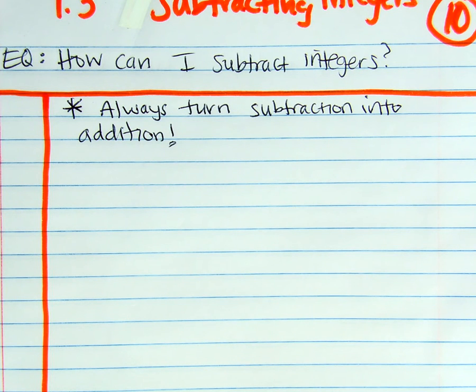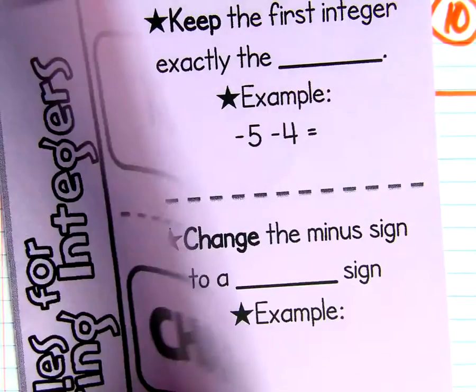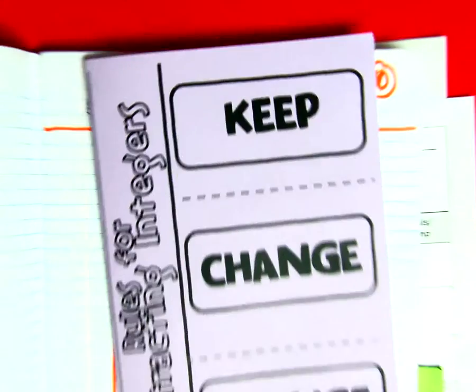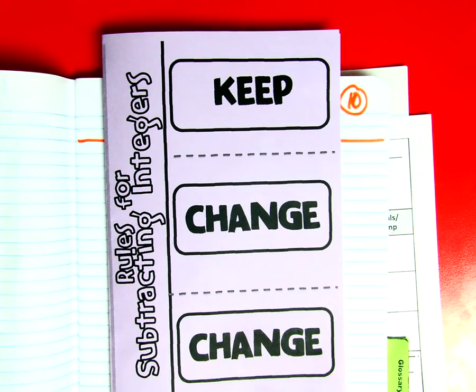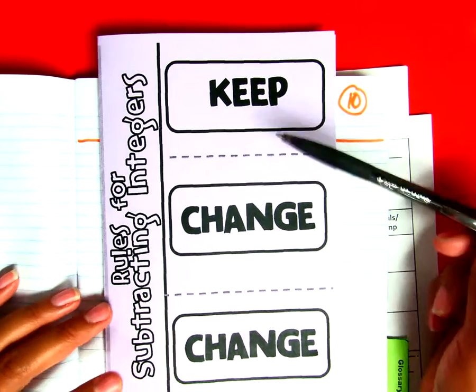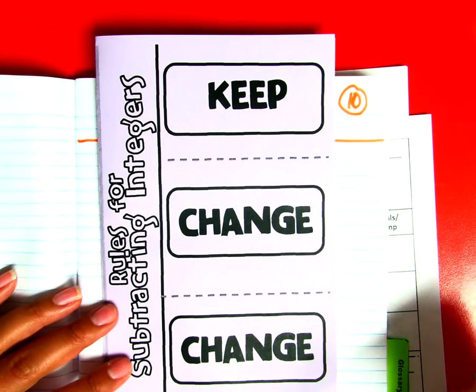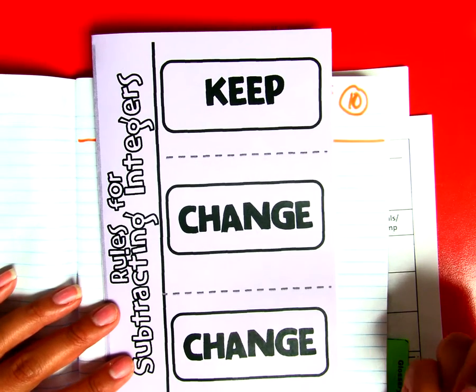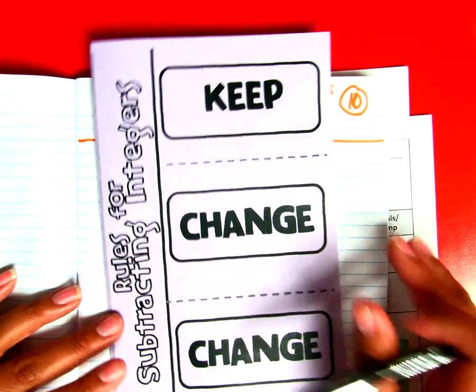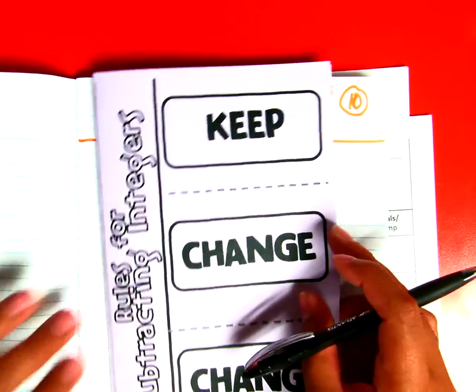Make sure you have the purple foldable, the one for subtracting integers. I think most of you already did it: you had your paper and you folded it in half. Now if you look at the top, some of you might have heard this before: keep, change, change. It's something you can use to remember the steps. The first thing they tell you is to keep.